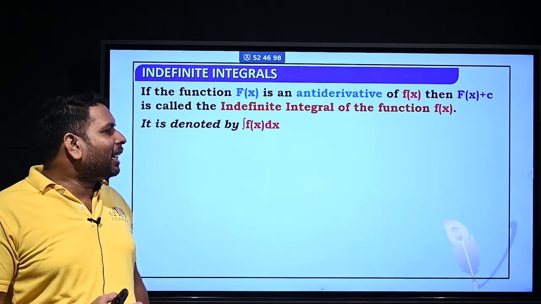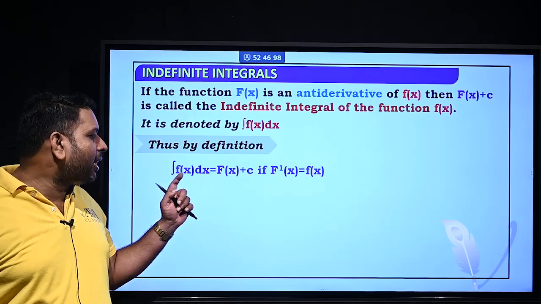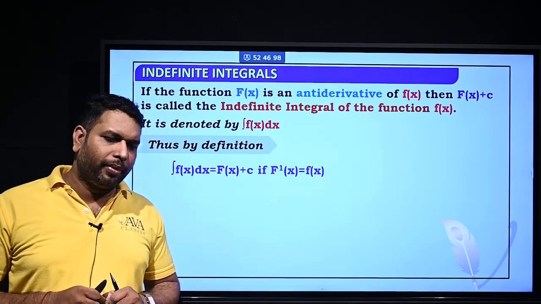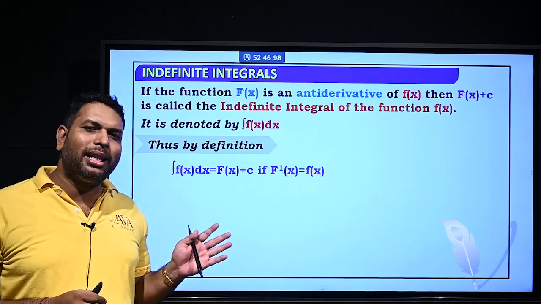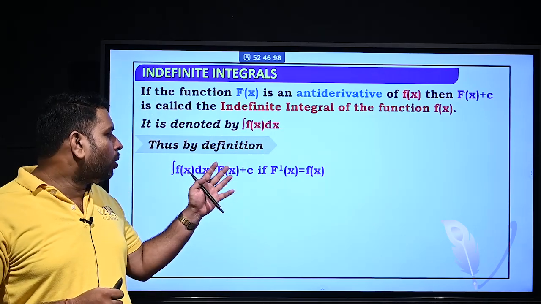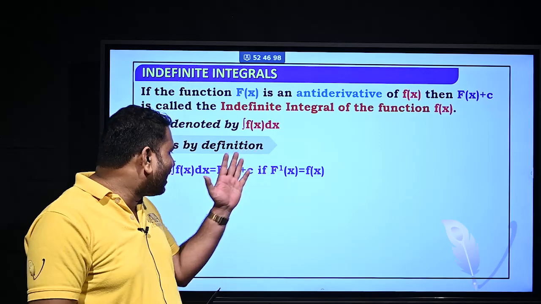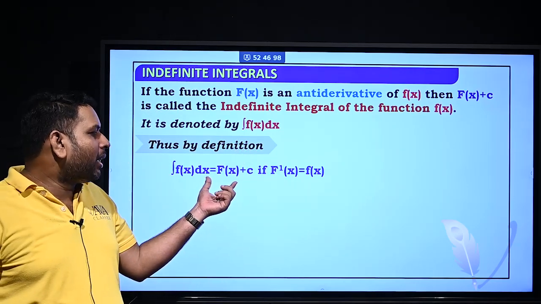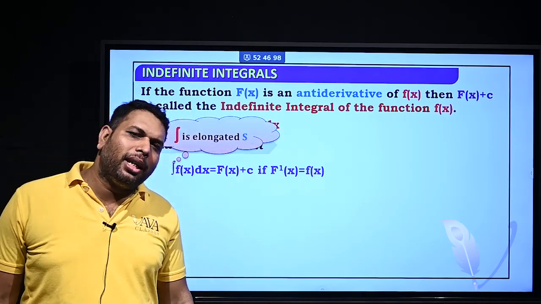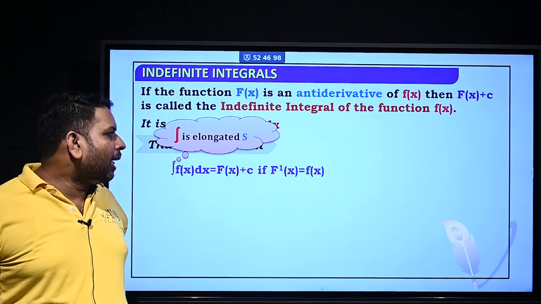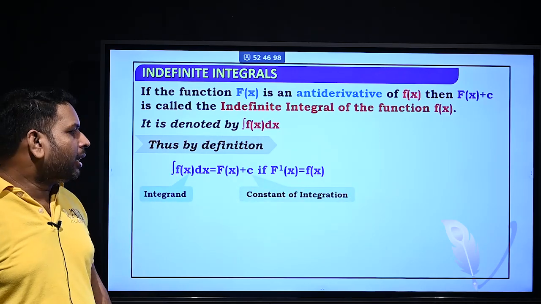It is denoted by integration f x dx. Thus by definition, integration f x dx equal to capital F x plus c, if capital F dash x equal to small f x. So this symbol is the elongated S, this is the integrand, and this is the constant of integration.